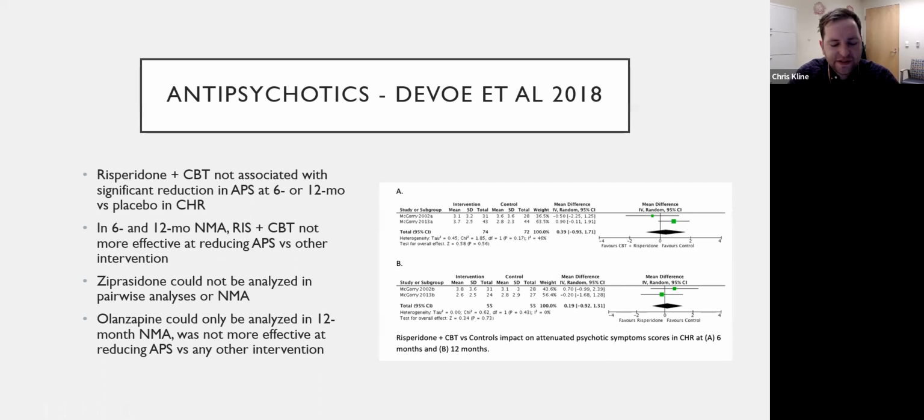In the network meta-analysis, risperidone plus CBT was not more effective than any other intervention. And studies of other antipsychotics like ziprasidone did not fit criteria for their analysis. And olanzapine could only be analyzed in their 12-month analysis, but was not any more effective than any other intervention. So really, before someone has had a first episode of psychosis, there really isn't much evidence for the use of antipsychotics until that episode happens.